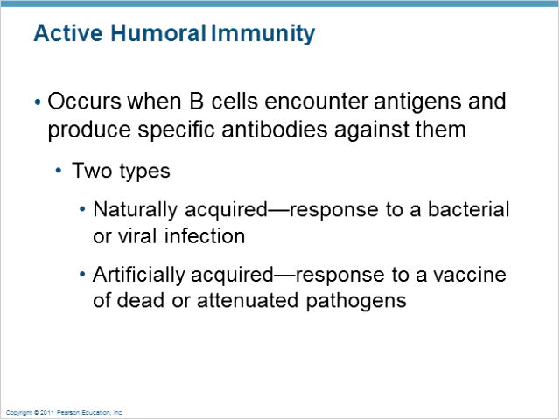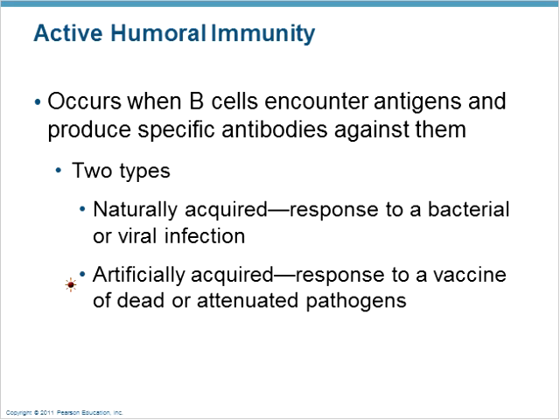There are two, and we're going to talk a little bit about this. There are two types of active humoral immunities. There's naturally acquired, and there's artificially acquired. Let me help you separate those. Naturally acquired, there's no needle involved. Artificially acquired, there is a needle involved.